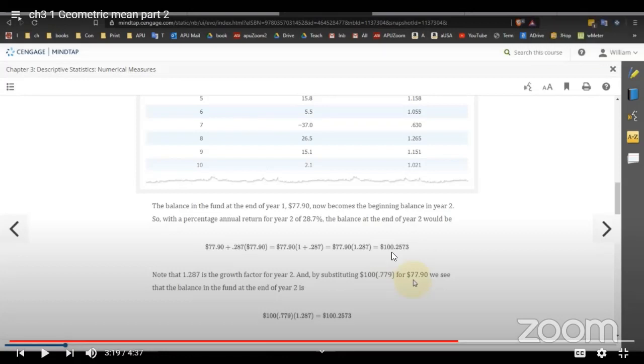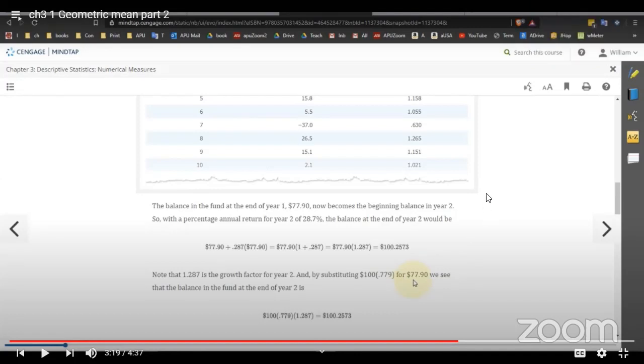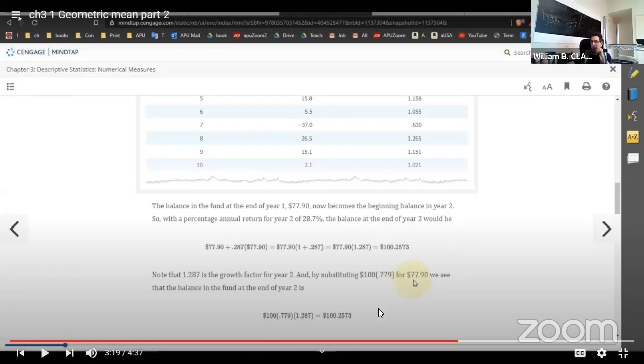Yes. So at the end of the second year, we have now $100.25 or whatever, $100.2573, right? Everyone agree with that? Yes. Okay. So the calculation in order to get this 100 was the 77.9 times the growth factor for the second year, right? This is the growth factor for the second year, right? Agree?